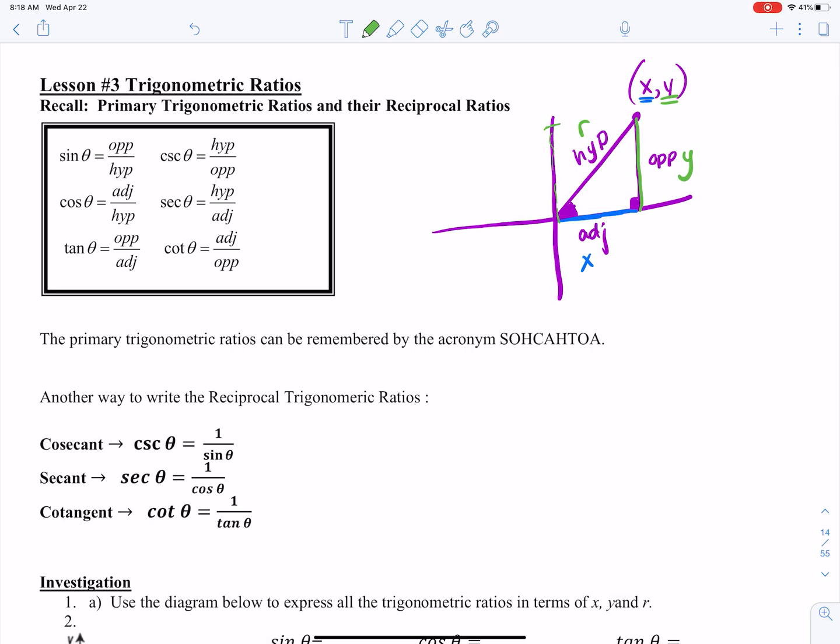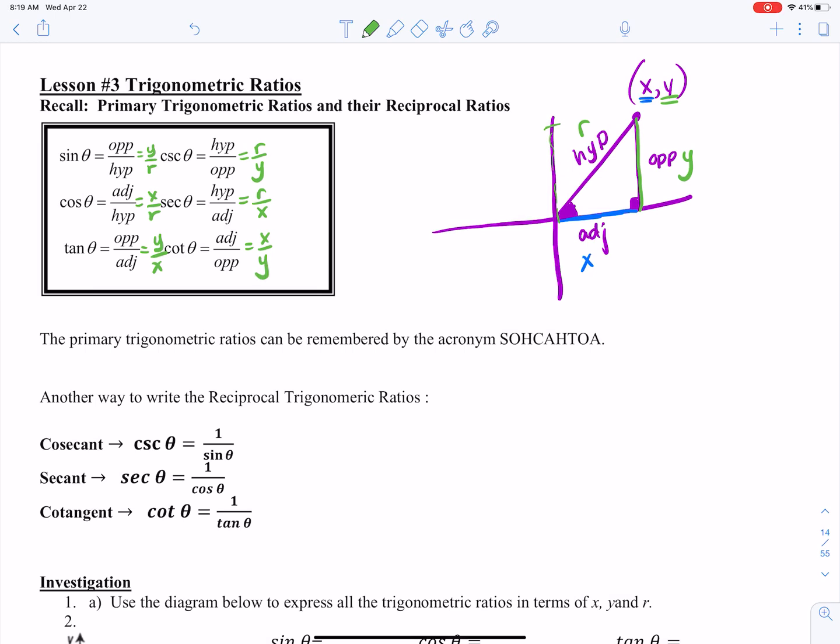So sine becomes opposite over hypotenuse, which is y over r, and its reciprocal is r over y. Adjacent is x over r, and secant is r over x. Tan, opposite, is y, adjacent is x, and then cotangent is its reciprocal.